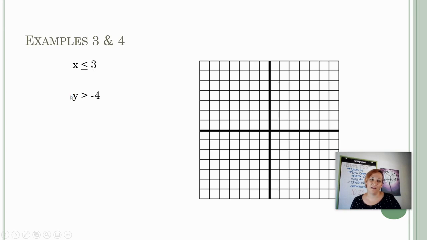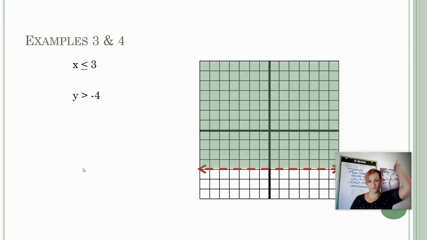In this problem, I have y is greater than -4. So I'm going to go down to the -4. I'm going to draw a nice horizontal line through the -4 on the y-axis. This time it's a dotted line because there's no or equal to. This problem says I want all the numbers greater than -4. So if here's -4, greater would be above. So I'm going to graph above. This concludes our first video.